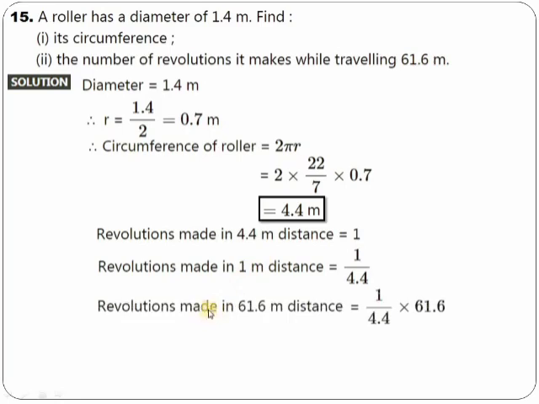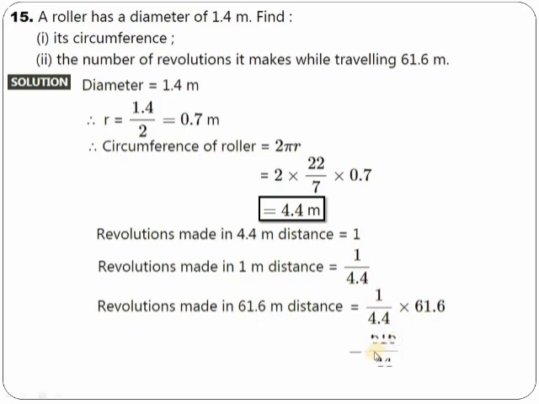So, if you want to find revolutions made in 61.6 meter, you have to multiply this by 61.6. So, basically I am making use of the unitary method. First find for 1 meter, and however much you get, you multiply that by how much you want to find. That is, we will multiply this by 61.6.